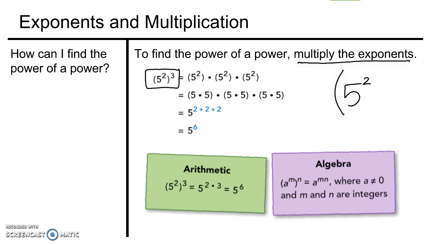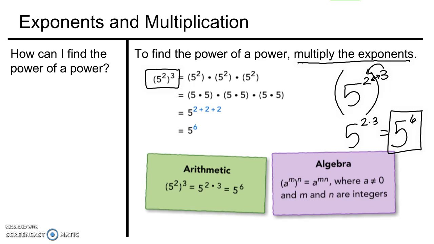5 to the 2nd power is in parentheses with a 3 outside the parentheses. Whenever we have some kind of a term with a power with an exponent inside the parentheses and then another exponent outside the parentheses, we are going to multiply the powers together. So that would be 5 to the 2nd power to the 3rd power. We multiply 2 times 3. It would be 5 to the 2 times 3, which is 5 to the 6th power. Okay? Let's practice that.